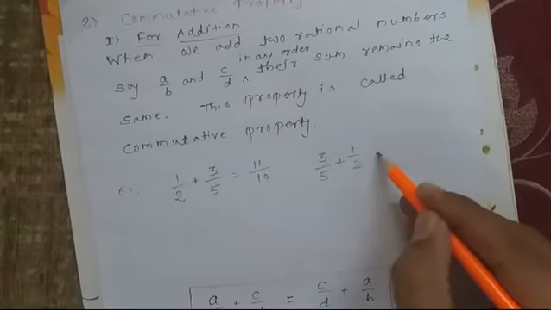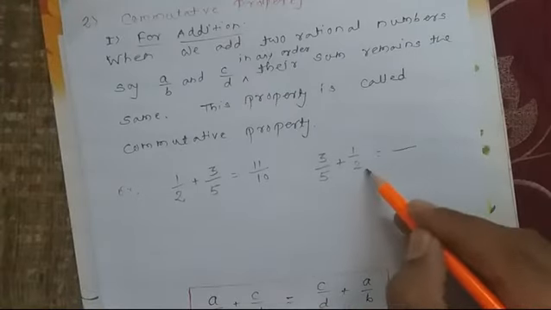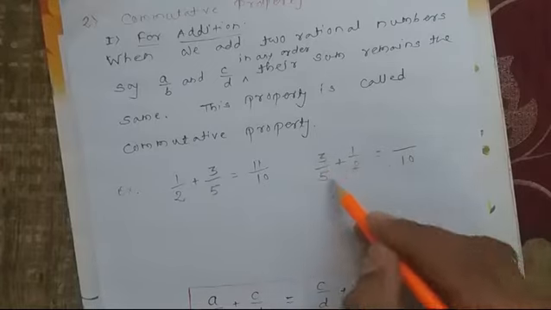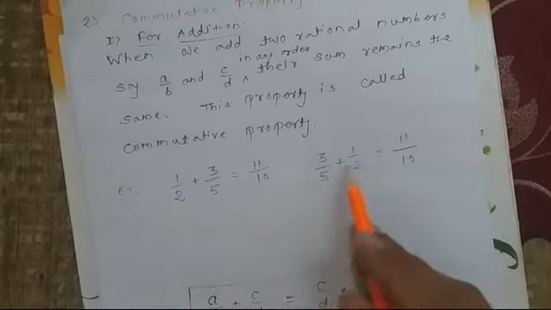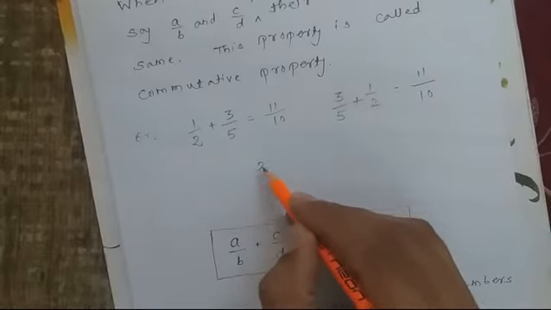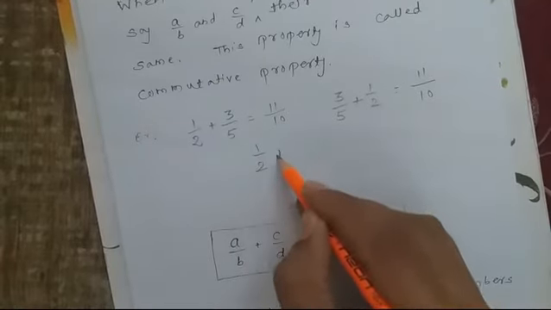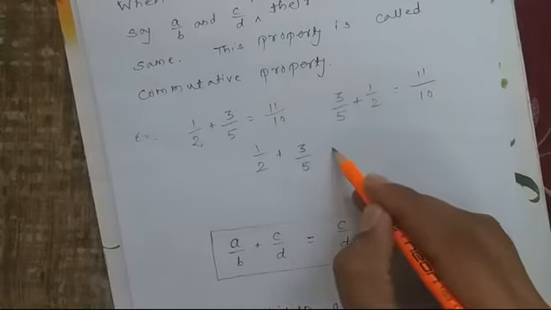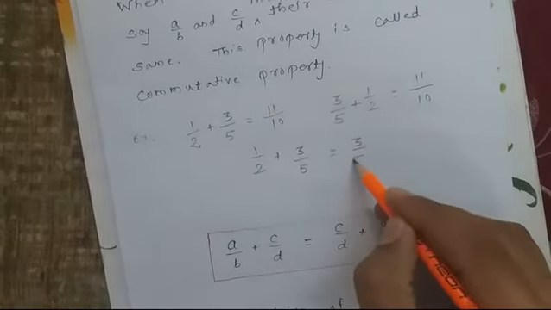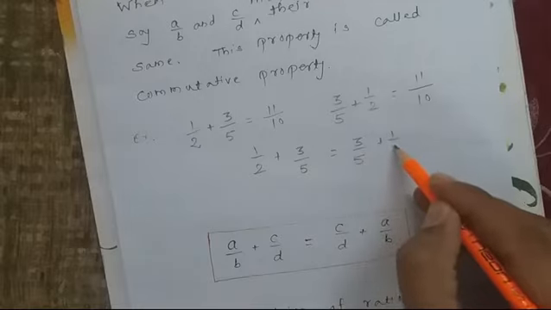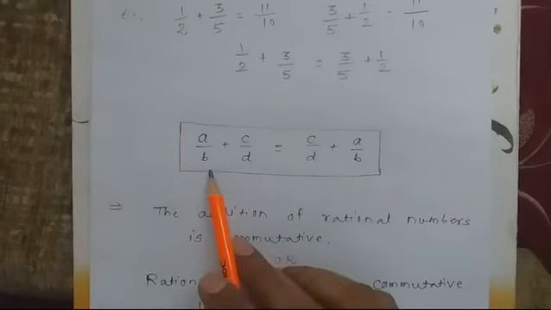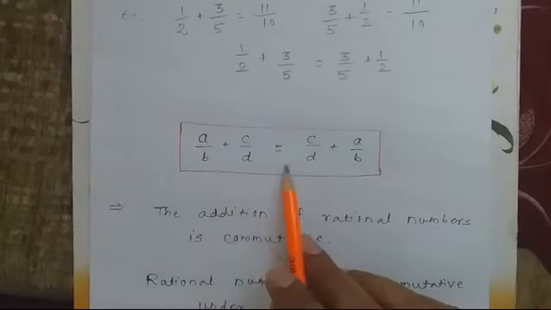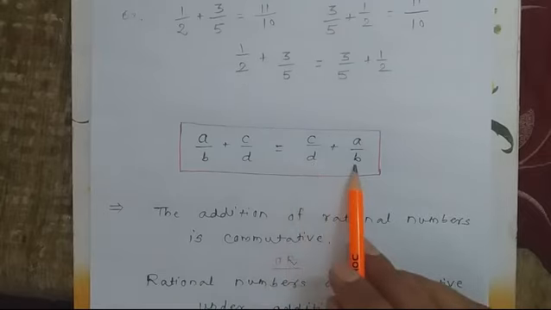And what is the sum of these two? 5 twos are 10, 3 twos are 6, plus 5 is 11. Means the sum remains the same. Even if we change their places, the sum remains the same. Its meaning is that 1 upon 2 plus 3 upon 5 is equal to 3 upon 5 plus 1 upon 2. So in general form, we can write it as a upon b plus c upon d is exactly equal to c upon d plus a upon b.